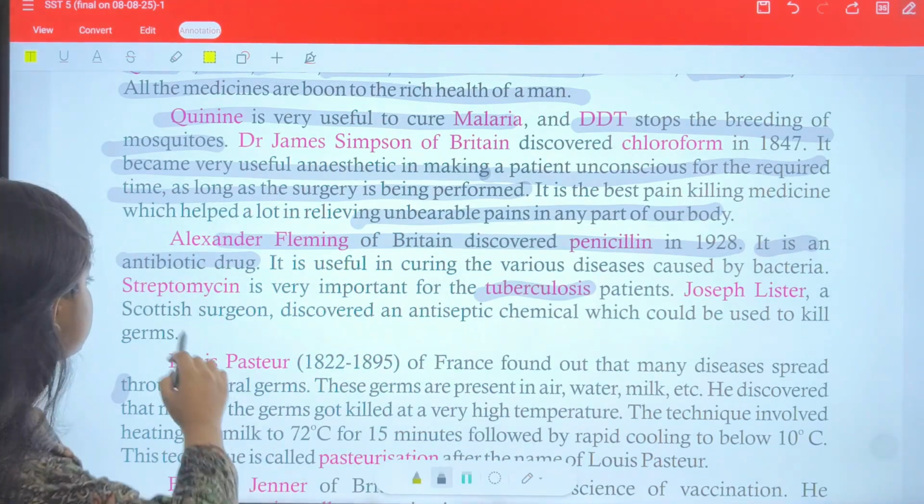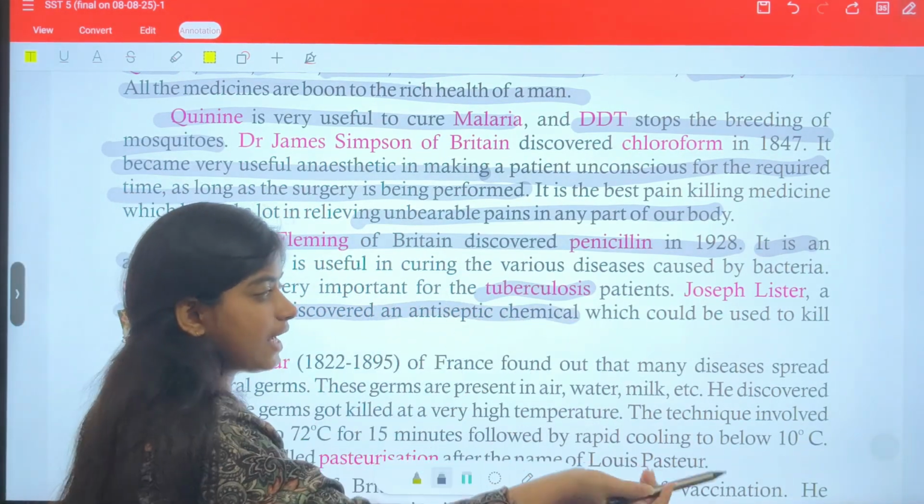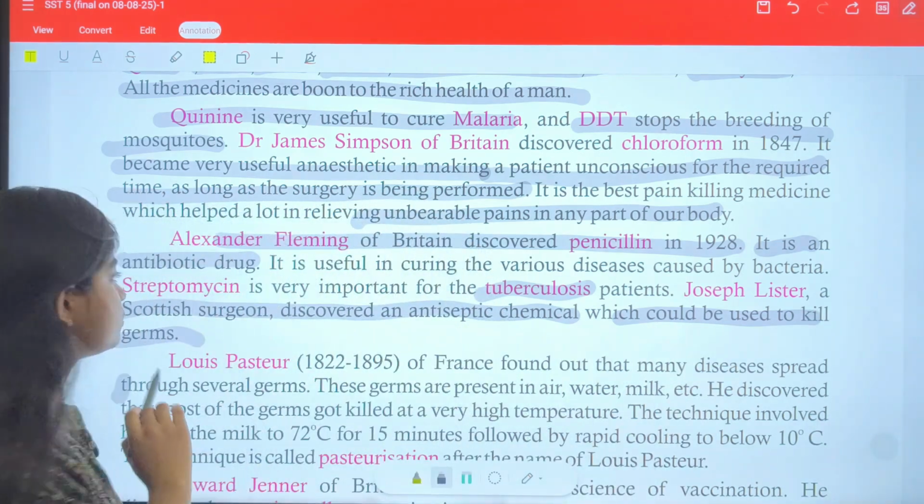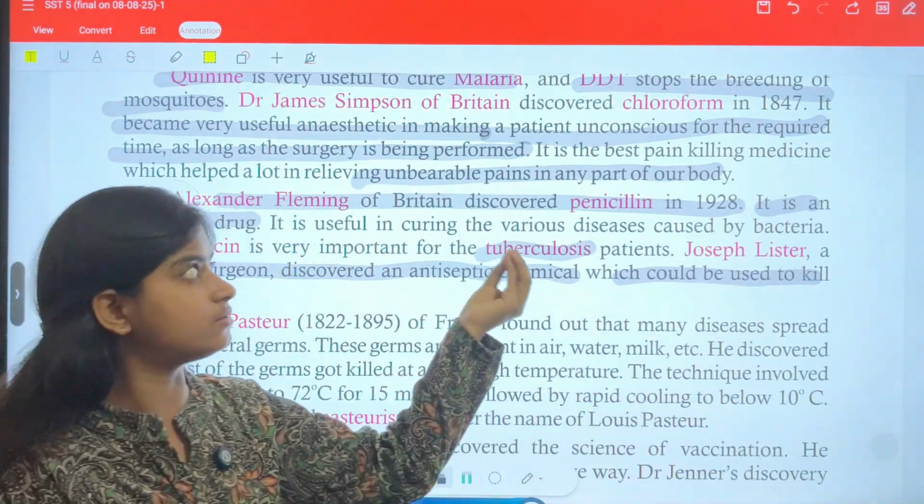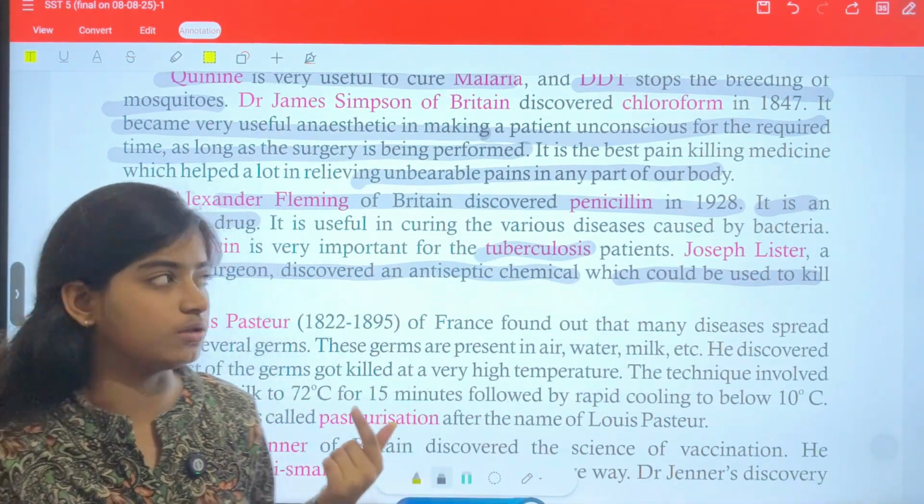Okay, Joseph Lister, a Scottish surgeon, discovered an antiseptic chemical which could be used to kill germs. Okay, so everyone has their own purposes. There is no other chance. You have to memorize all these.